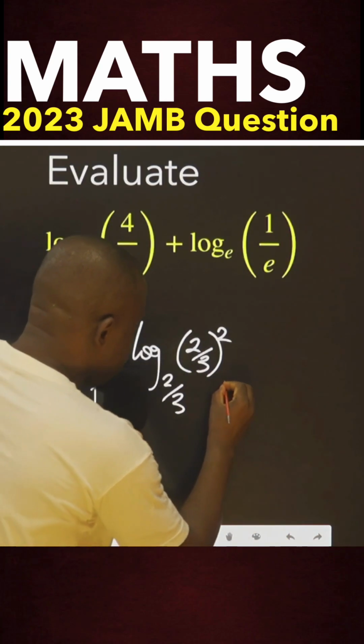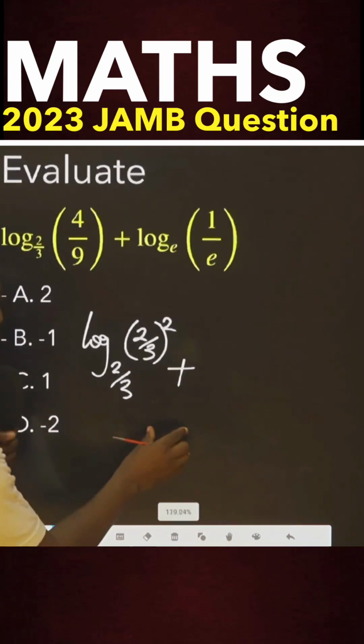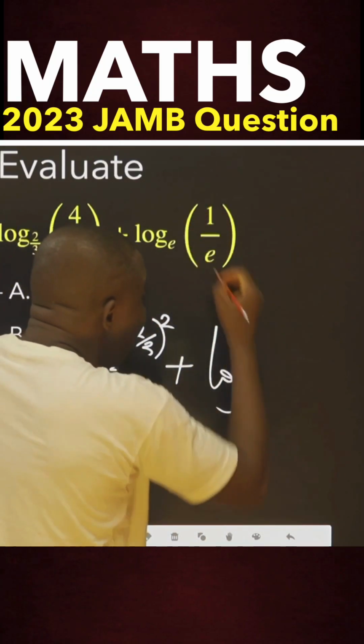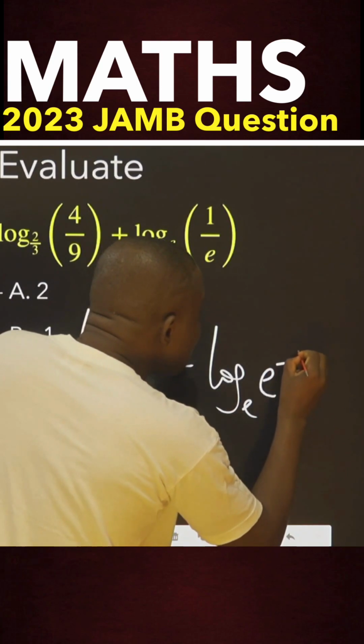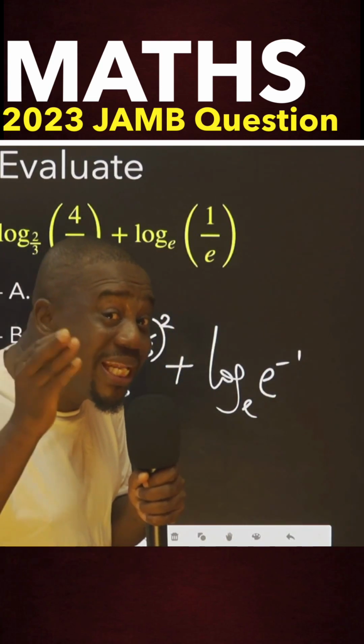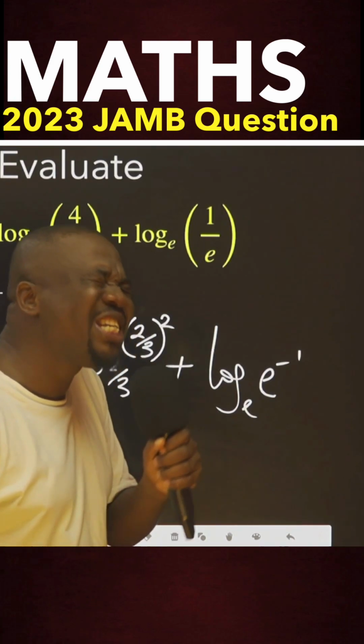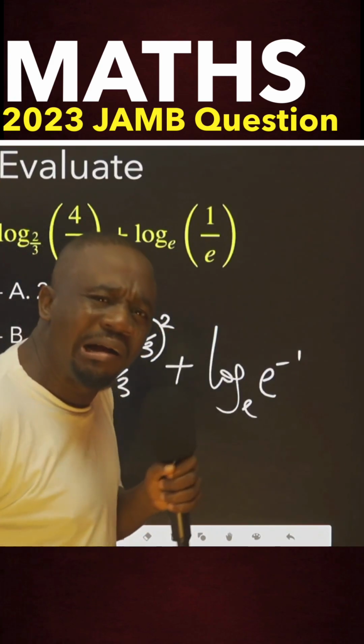Bonus. Let's come here. Log to the base of e. What is the meaning of this? It is e raised to power minus 1. If you don't know indices, go and check indices on my TikTok channel. I explain indices in detail.